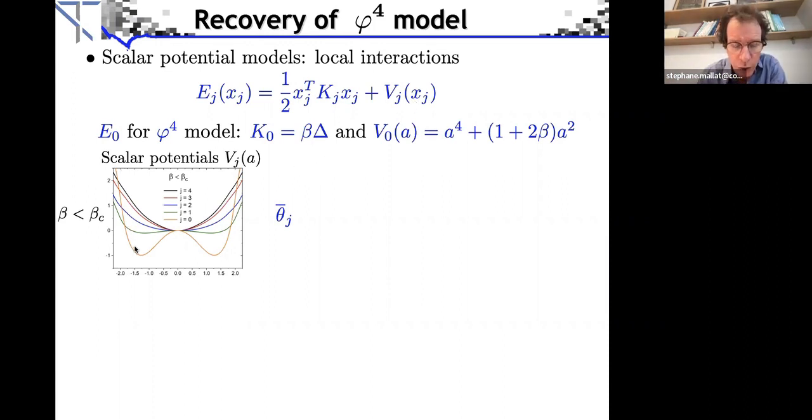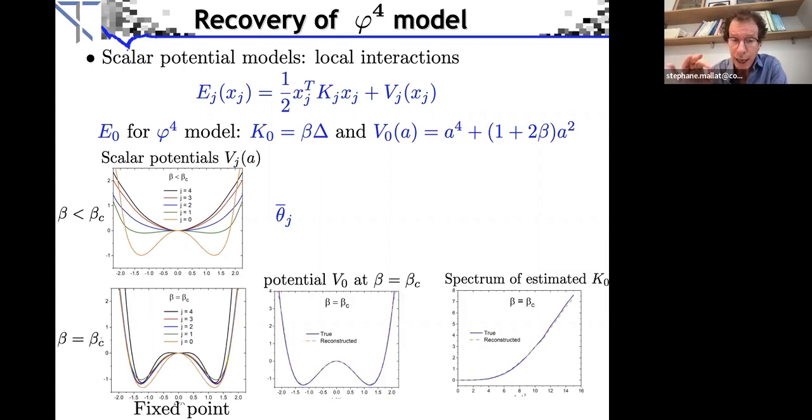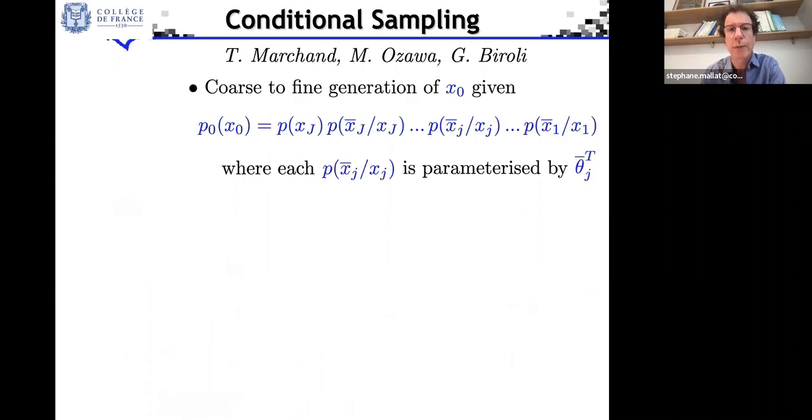And at each scale, what you see is you are computing a potential. At very coarse scale, the potential looks like a Gaussian potential. And progressively, as you refine it, you are recovering the φ⁴ potential. Now, if you are at the critical temperature, at all scales the potential is going to look alike, exactly because of self-similarity. And with that kind of algorithm, you have no critical slowing down and a fast convergence, including the estimation of the Laplacian, which is the first quadratic term.